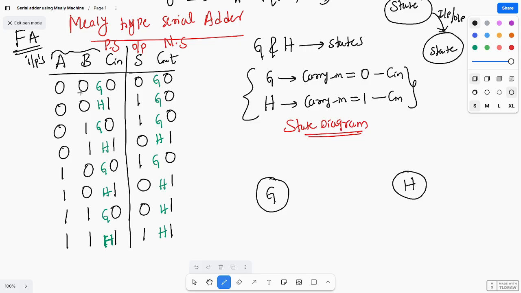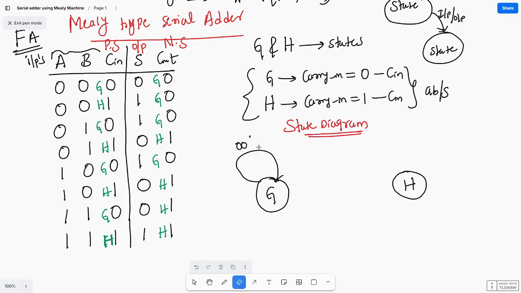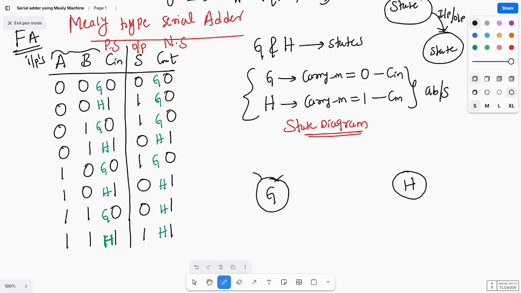First, you see, you are at G. The present state is G. What is the next state? G only. It will be in the same state. The label is input by output, meaning AB by S, where AB is the input and S is the output. The input is 0,0, and the output is 0 only.